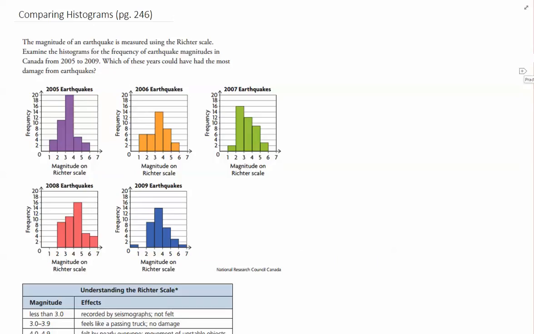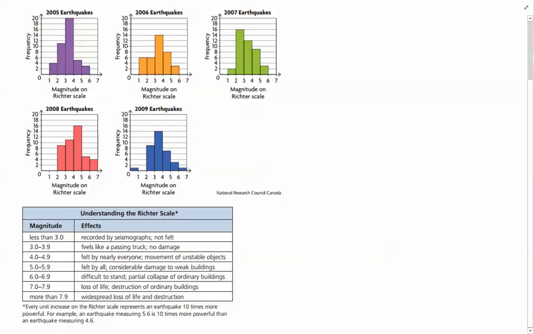Now we want to compare histograms. This is on page 246 in the textbook. The magnitude of an earthquake is measured using the Richter scale. Examine the histograms for the frequency of earthquake magnitudes in Canada from 2005 to 2009. Which of these years could have had the most damage from earthquakes? Well, the first thing we need to do is look at the effect. If you have a magnitude that's less than 3, it's hardly even felt.